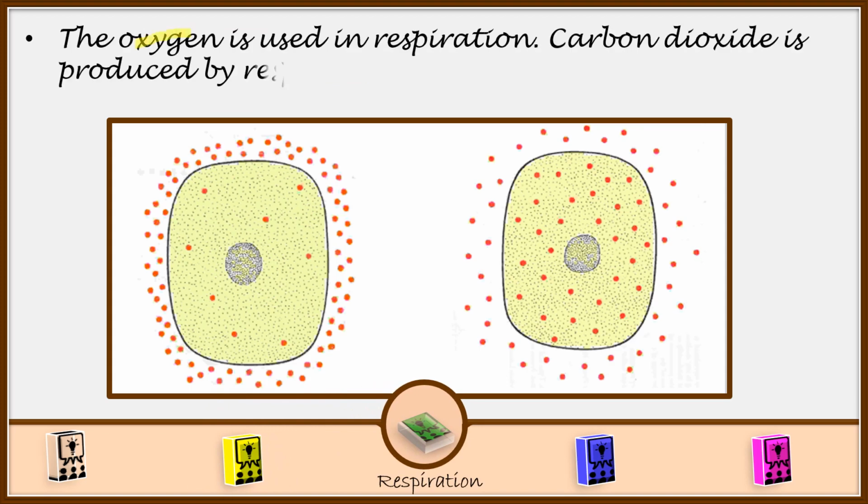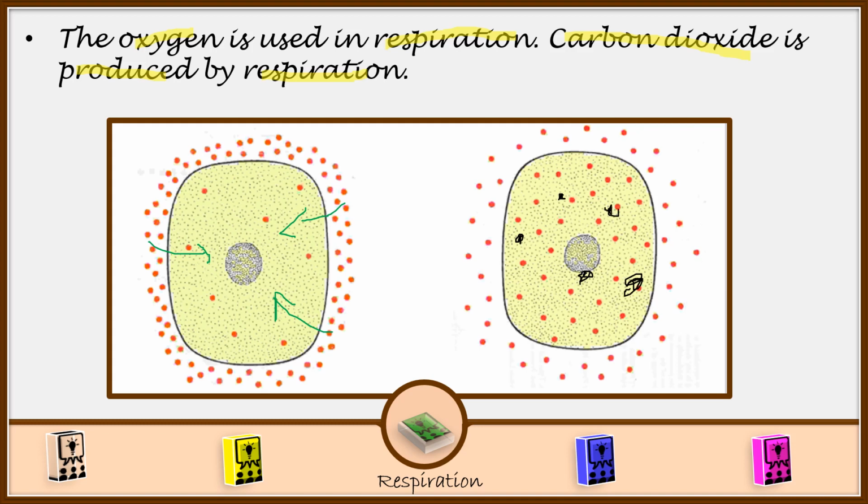The oxygen is used up in respiration, and carbon dioxide is produced by respiration. So we have seen that the oxygen which is going inside is going to be used up in the process of respiration. And when that oxygen is inside, it is going to be used, and then that process of respiration is going to end up producing carbon dioxide molecules.